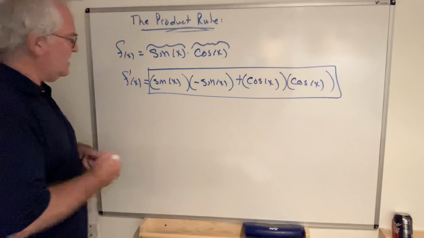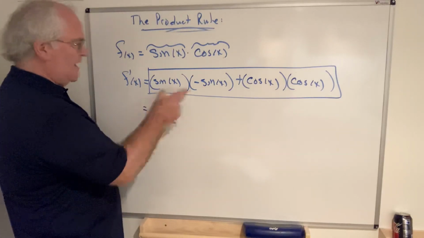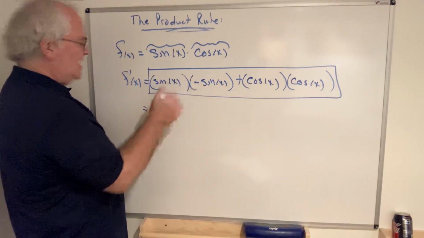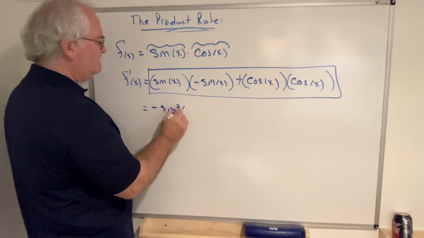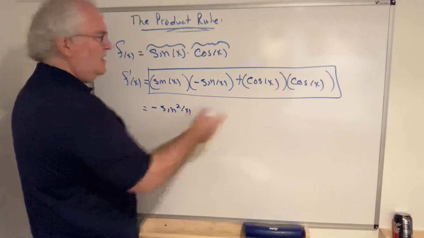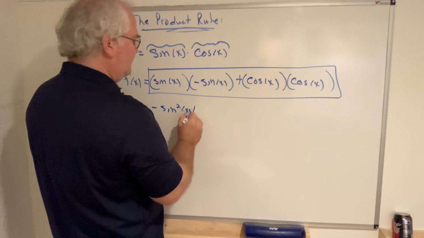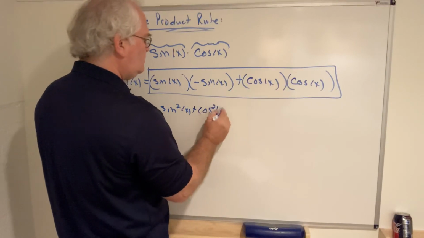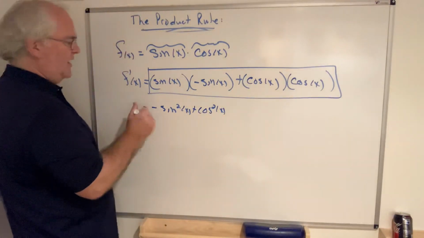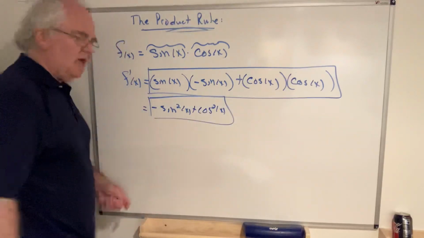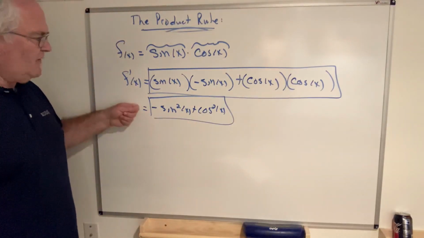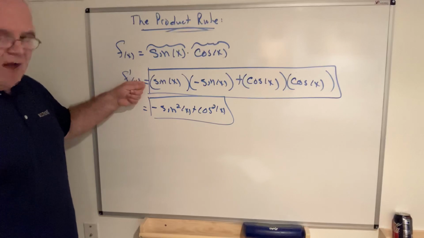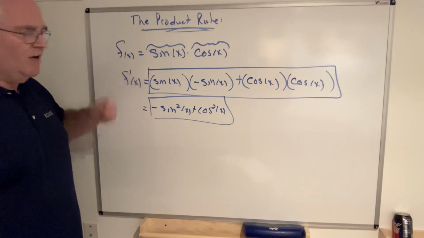If you did need to simplify this for some reason, you know how to do that. Sine times negative sine is negative sine squared. You know trigonometry. And cosine times cosine is positive cosine squared. This doesn't go to 1 because this is negative, and so this is finished. If you want the simplified version, there it is. If you do not want the simplified version for some reason, there it is.